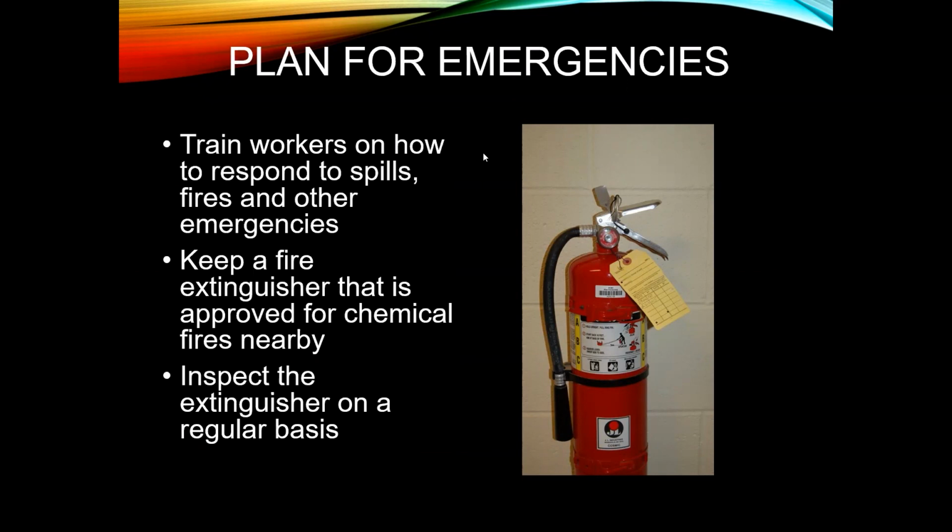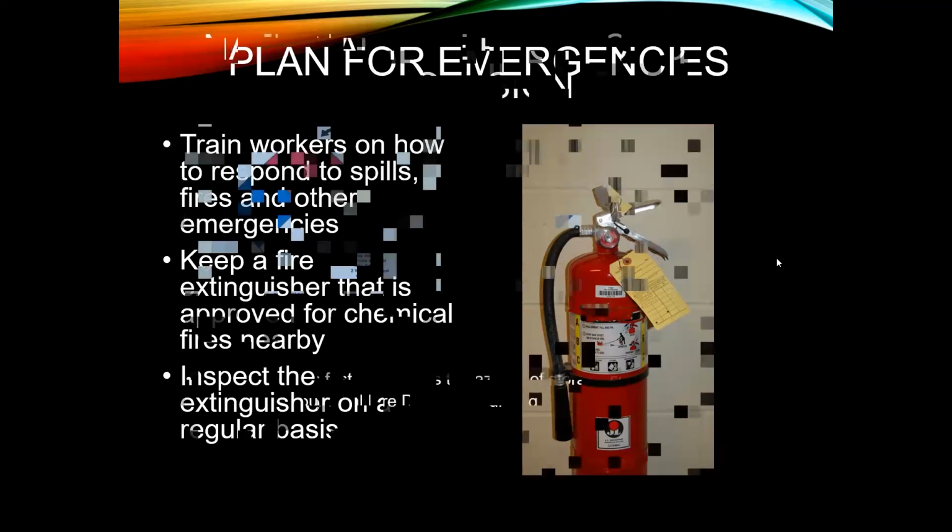Need to keep a fire extinguisher that is approved for chemical fires nearby. You can't just pour water on a lot of these products. Some of them, the more water you put on them, the more active they become. So you want to make sure you have a chemical fire extinguisher that's approved for the product that you store in your facility. Make sure to inspect the fire extinguisher on a regular basis. I know at all of our warehouses, we are required by our safety team to have ours inspected twice a year. Every 6 months, they come in, check our fire extinguisher, make sure it's in working order, and give us a certificate that they're working properly.